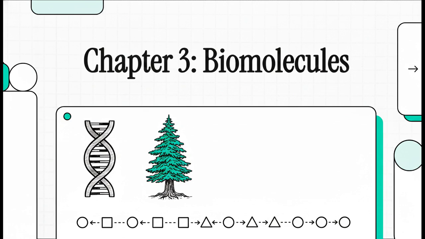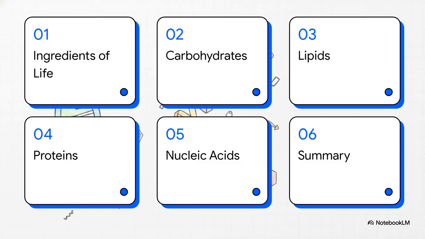So today, we're going to see exactly how simple chemical monomers snap together to build the breathtakingly complex biological structures that make life possible. Here is our roadmap for today. We'll start by defining the general ingredients of life, and then we're going to break down the big four families of macromolecules. That's carbohydrates, lipids, proteins, and nucleic acids. And finally, we'll wrap the whole thing up with a quick summary.